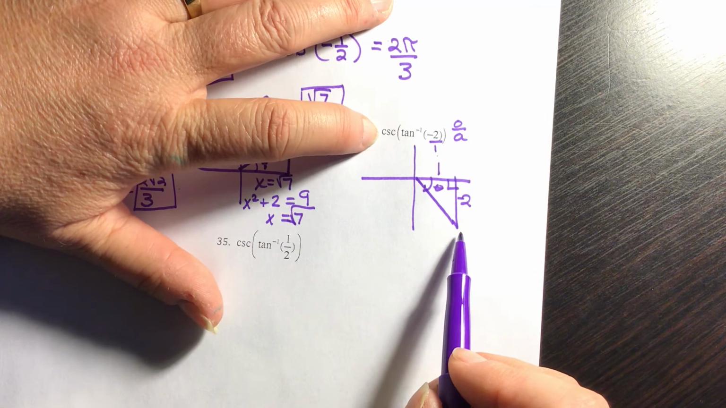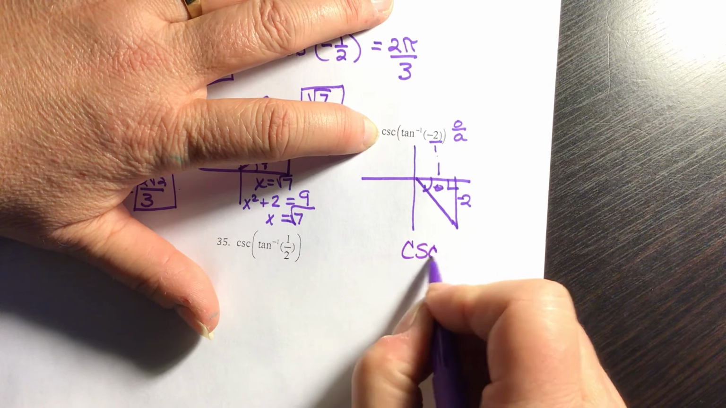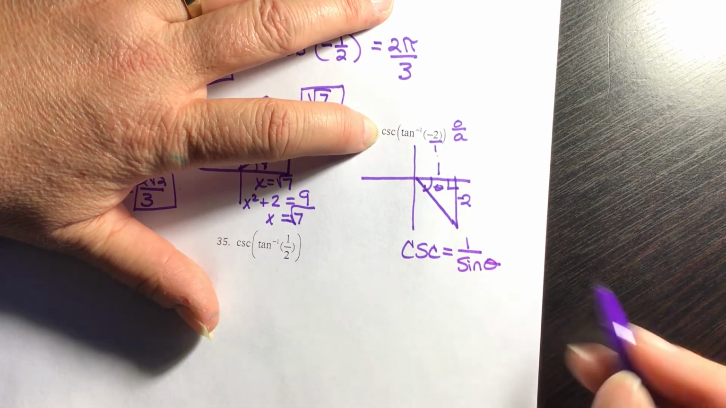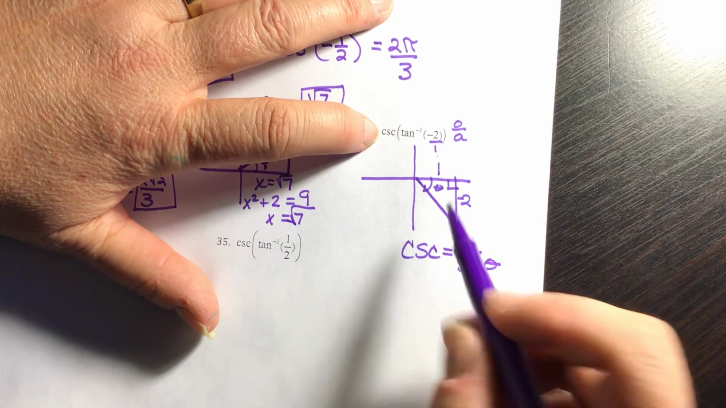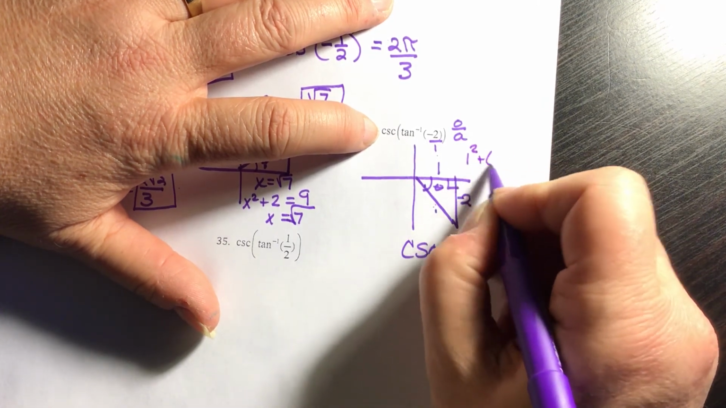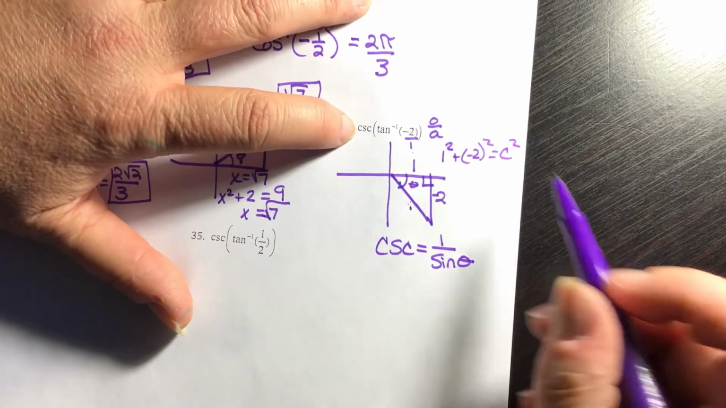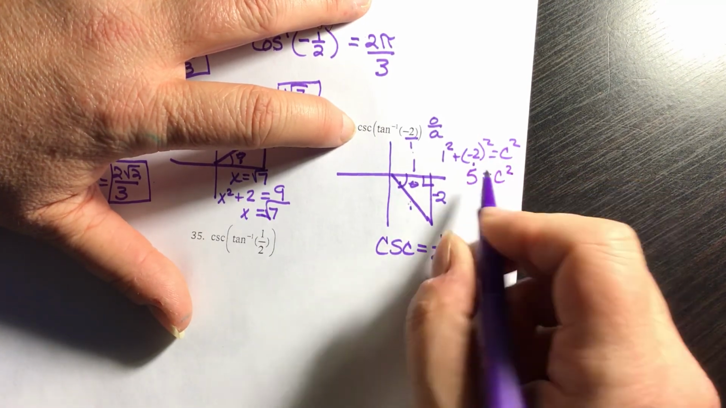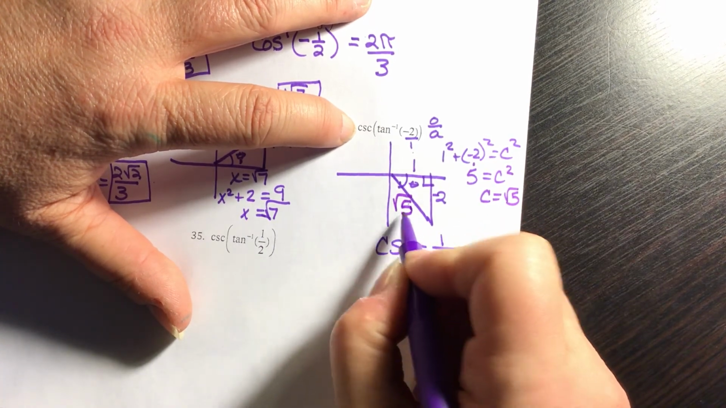Now to find the cosecant of this, cosecant is 1 over sine of that angle. Well, to find sine, I need opposite over hypotenuse. So I need to find this value here. So this is 1 squared plus -2 squared equals c squared. This is 1 plus 4, so that's 5. And c is the square root of 5. So this value is the square root of 5.